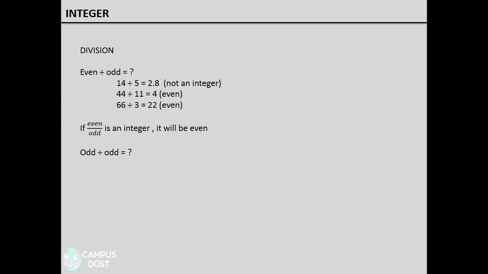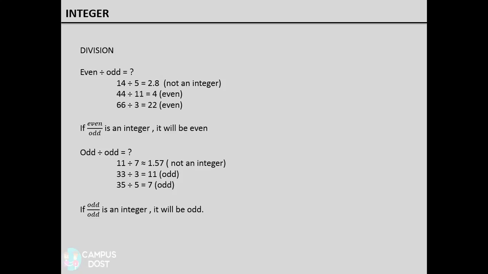Finally, what happens when we divide an odd number by an odd number? Well, sometimes we get an outcome that is not an integer, other times the outcome is an odd integer. So, we can say that if an odd number is divided by an odd number, then the integer will be odd.